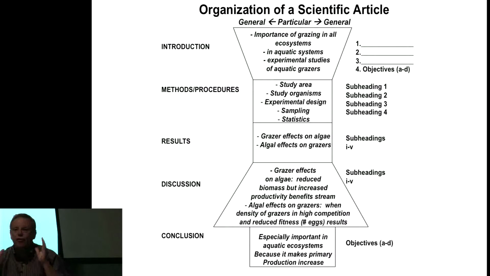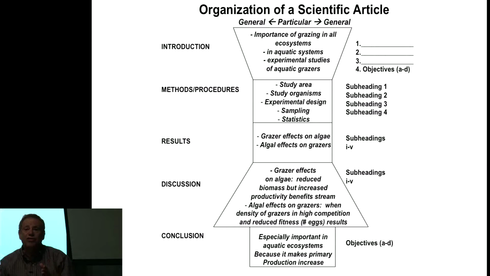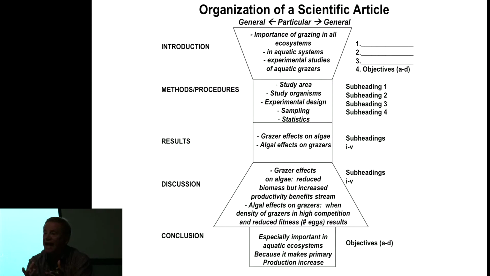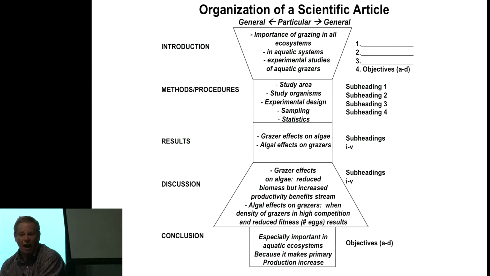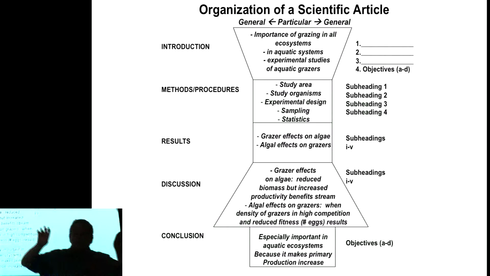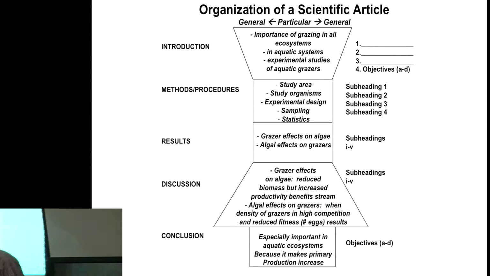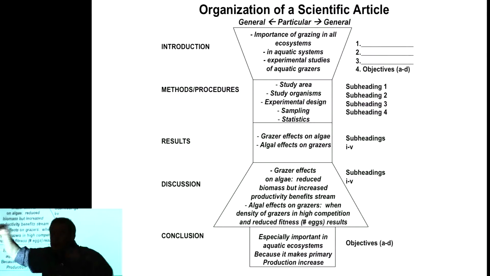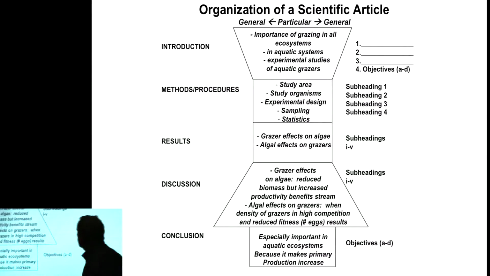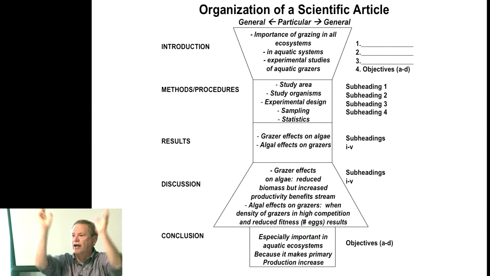Now, the results. The big topics, when we think of grazing, like with cows, are the effect of the plants that cows are eating on the cows, or the effect of the cows on the grass. And that's exactly what we're doing here. We're dividing the results up between the grazer effects on algae in the stream and the algal effects on grazers. Those are the two equal topics that we're dividing.